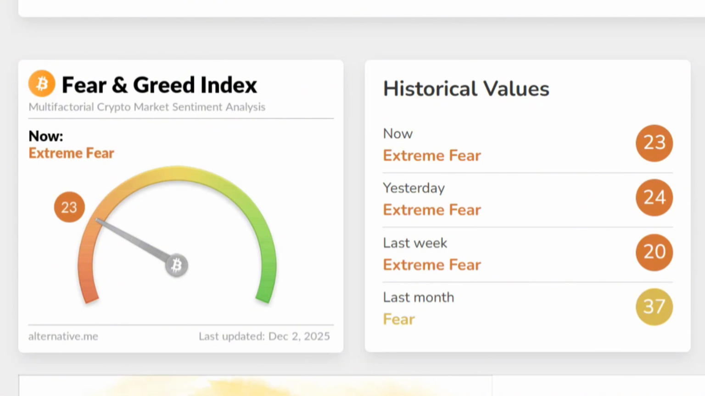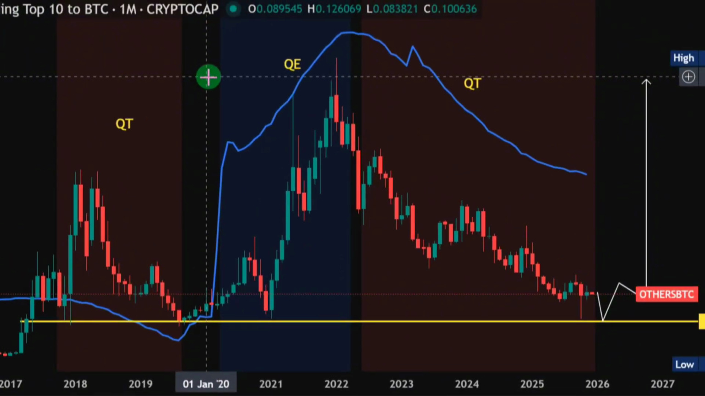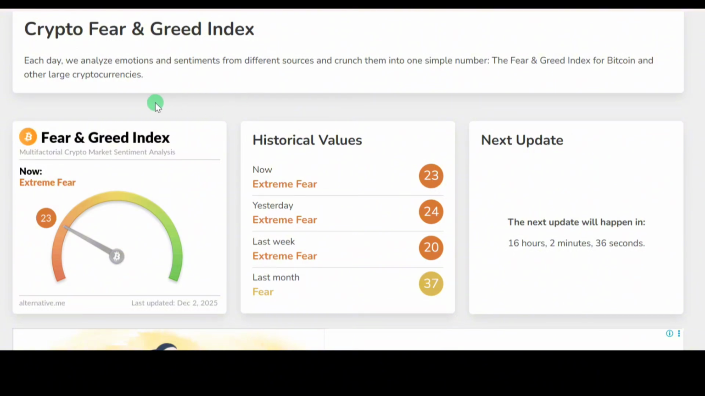The quantitative tightening has finally ended, which means we should be expecting the beginning of the alt season anytime soon. So do not hesitate selling your asset right now at a loss, guys. All you need right now is patience. Exercise patience, and your patience is going to pay you in time.